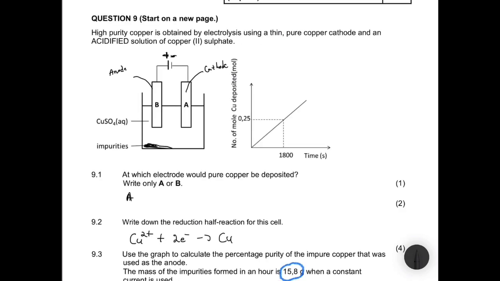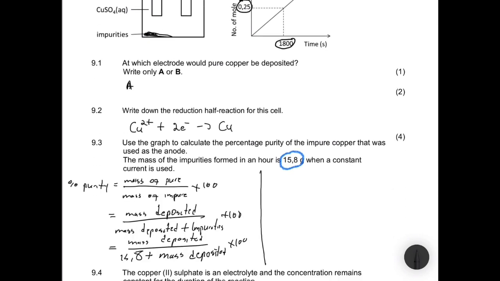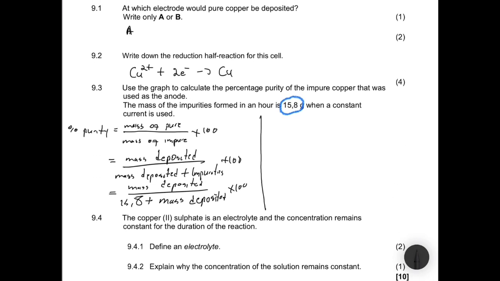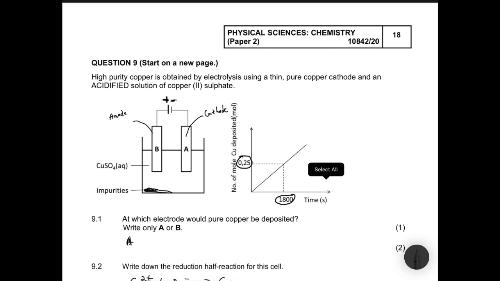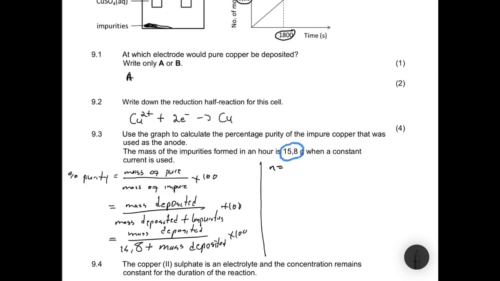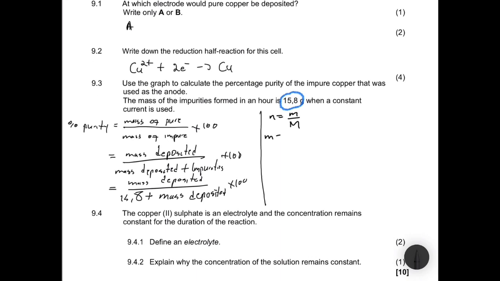If we go back to our sketch here, you're gonna see that the number of moles deposited in 1800 seconds is 0.25, right? But then here on our equation, we're given the mass of impurities in an hour, right? So we have to multiply this 0.25 to find the number of moles deposited in an hour, right? We have the impurities in an hour. We have to find the number of moles in an hour. So now we can say that the number of moles is equals to mass divided by molar mass. So we're looking for the mass, so we're gonna say the number of moles multiplied by the molar mass.